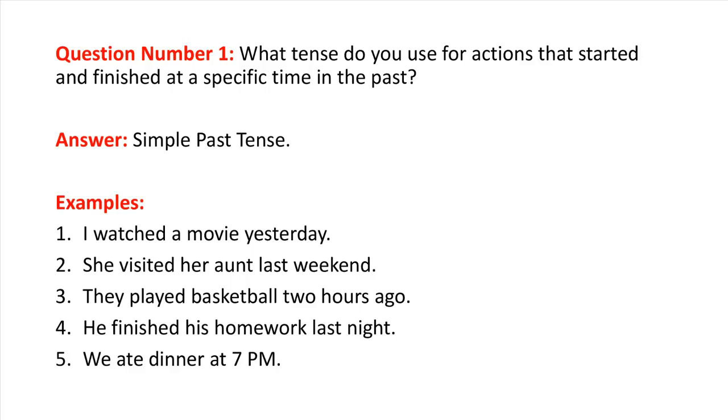Question number 1. What tense do you use for actions that started and finished at a specific time in the past? Answer: simple past tense. Examples: I watched a movie yesterday. She visited her aunt last weekend. They played basketball 2 hours ago. He finished his homework last night. We ate dinner at 7 p.m.